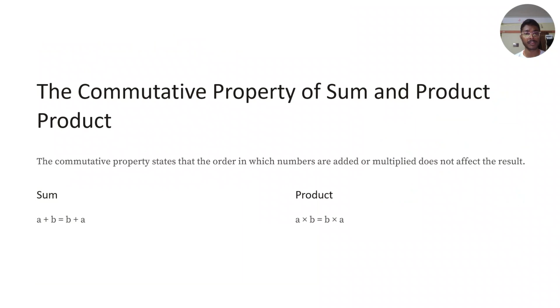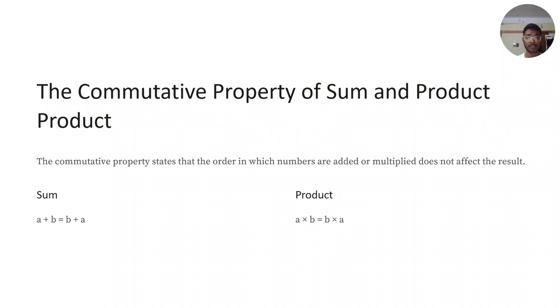Now, the commutative property for the sum and product. Let's have a look at it. The commutative property states that the order in which numbers are added or multiplied does not affect the result. As you can see, for the sum we have a plus b is equal to b plus a, and for the product we have a cross b is equal to b cross a.